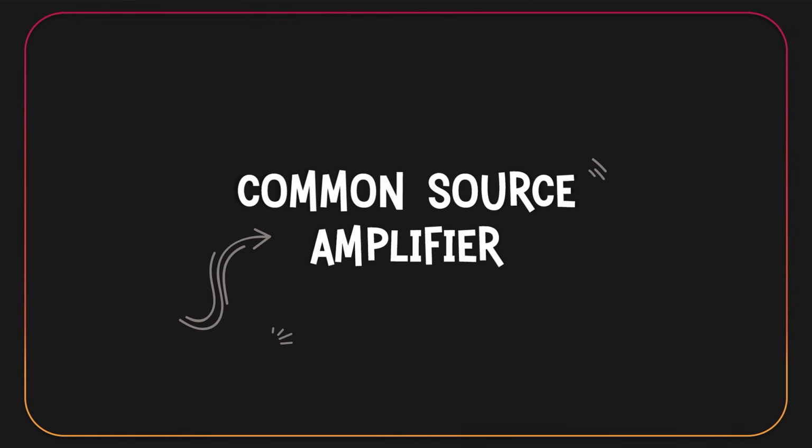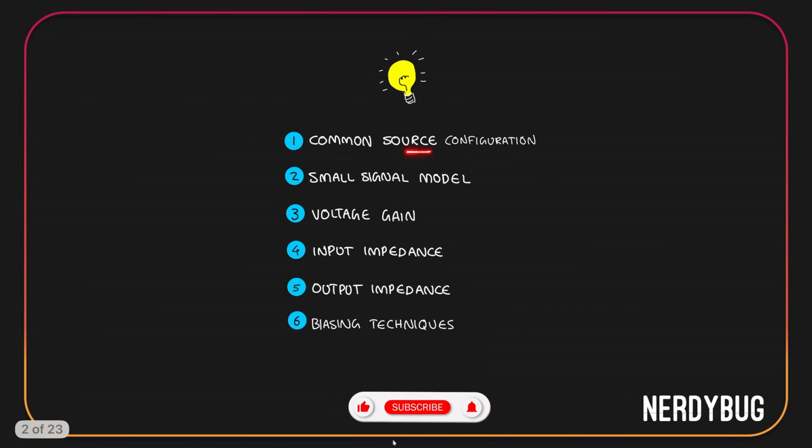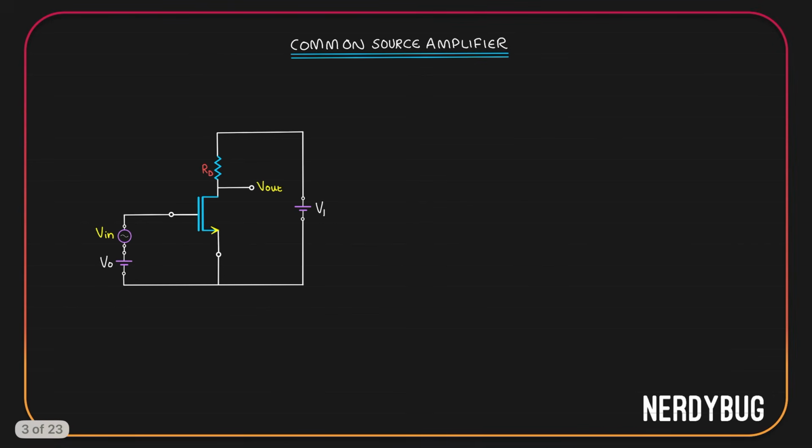Hey fellow nerds, today we are going to discuss the common source configuration of MOSFET amplifiers. We'll be covering the common source configuration, its small signal model, voltage gain, input impedance, output impedance, and some biasing techniques. Let us start by understanding the common source MOSFET amplifier.